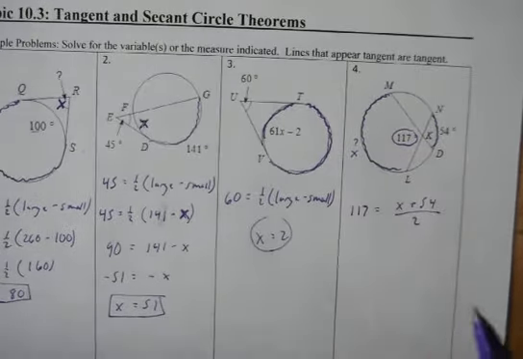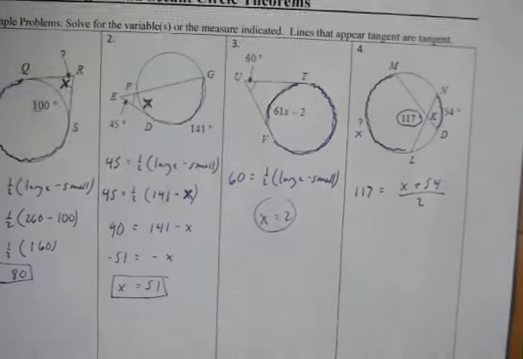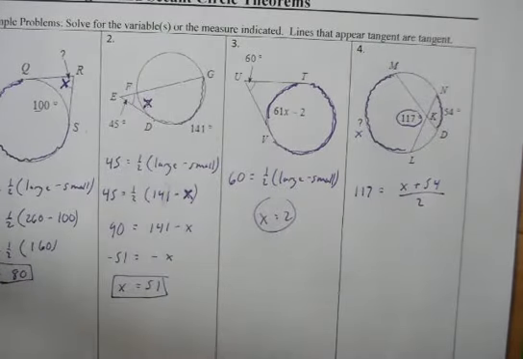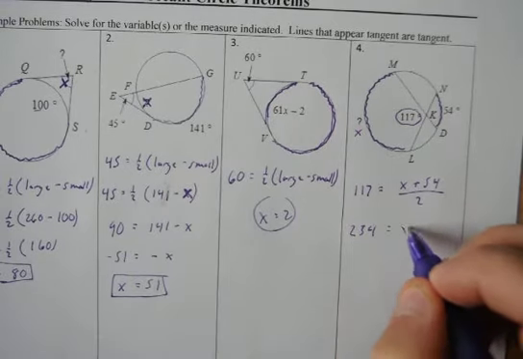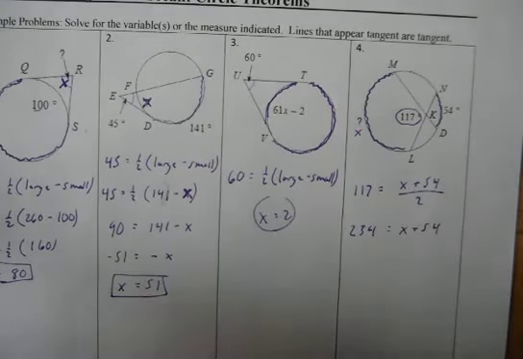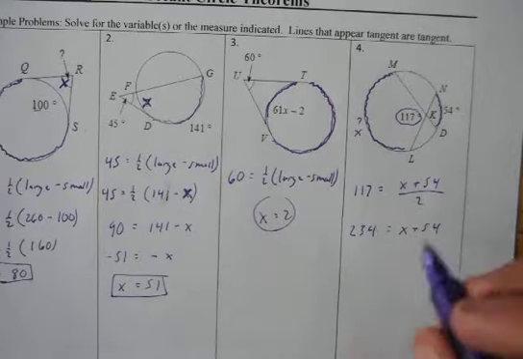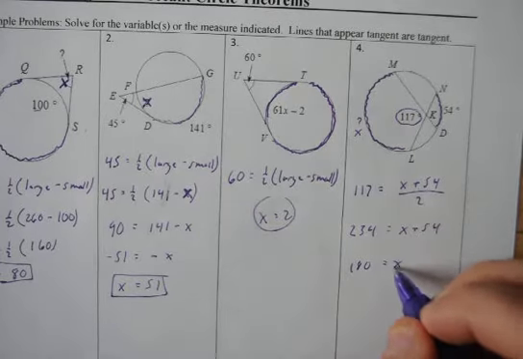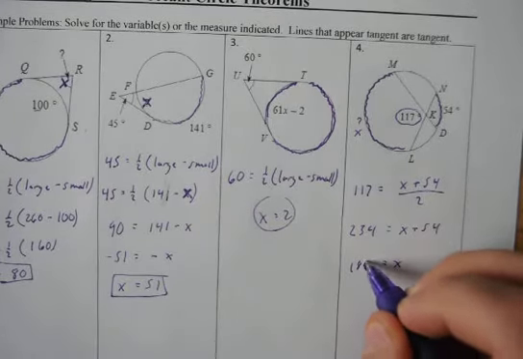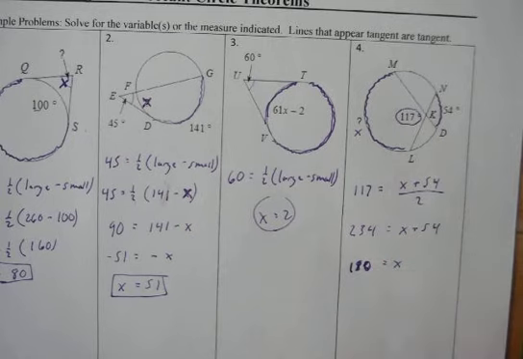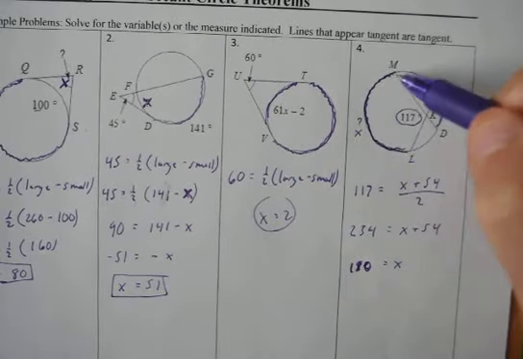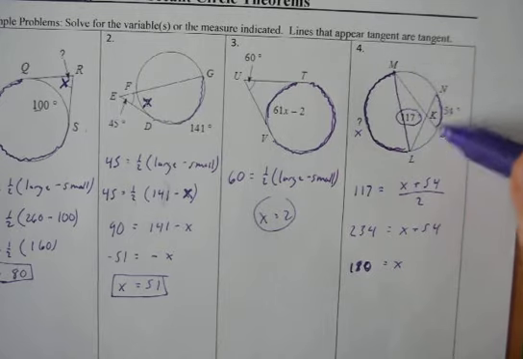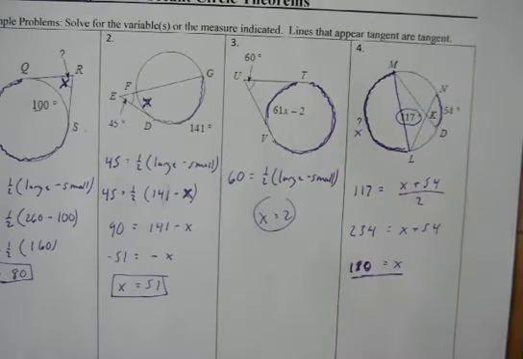Alright, so 117 times 2 is 234. And subtract 54, you get 180. Oh, look at that. Turns out that this was a semicircle. Kind of looks that way. That's half and that's half. Turns out to be 180 degrees. Alright, number 5.